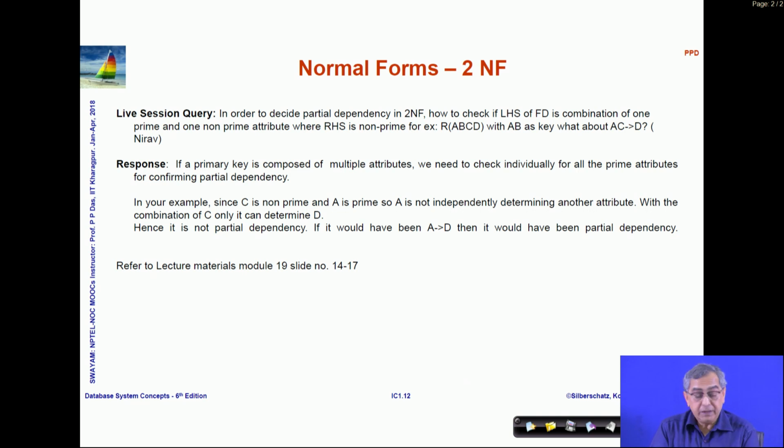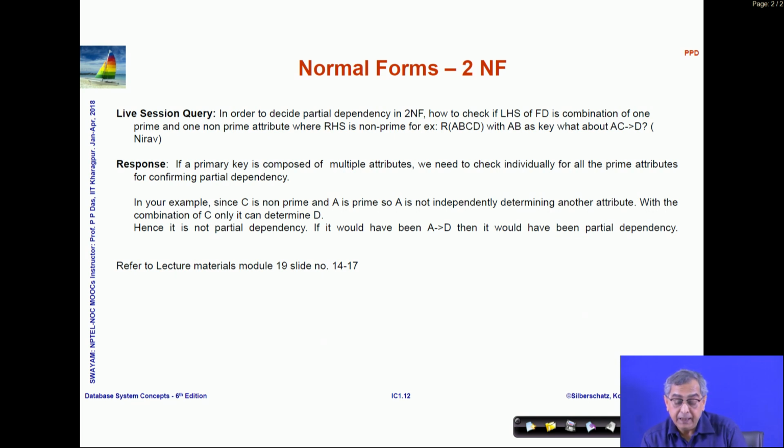Moving on, this is a question from Nirav on normal forms, particularly second normal form. You are asking, in order to decide partial dependency in second normal form, how to check if the left hand side of a functional dependency is a combination of one prime and one non-prime attribute, where the right hand side is a non-prime attribute. So, you are saying there is a relation having four attributes A, B, C, D, A, B is the key, okay, good, and then you have A, C determining D. So, if A, C determines D, what is prime, what is non-prime?